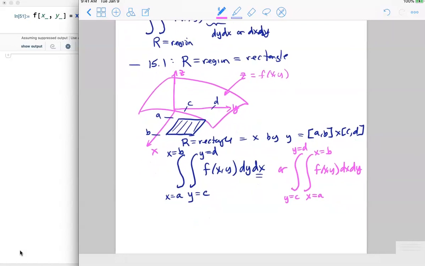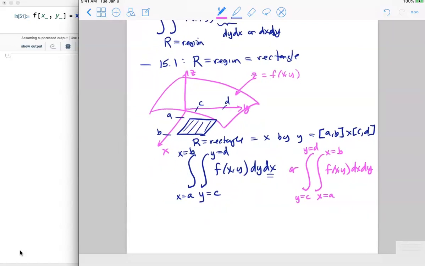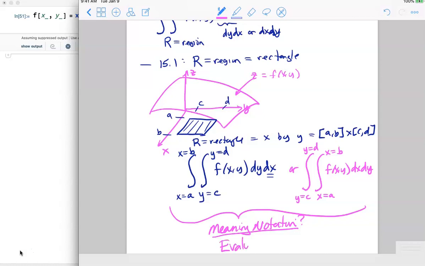Okay. In the next couple slides, we need to talk about what is the meaning of this notation. Okay, what does it mean in context? And then how do you actually evaluate this notation? How do you actually evaluate this to a number? Is it a number? Right? What is the meaning of that number?